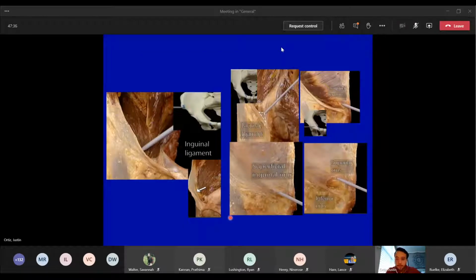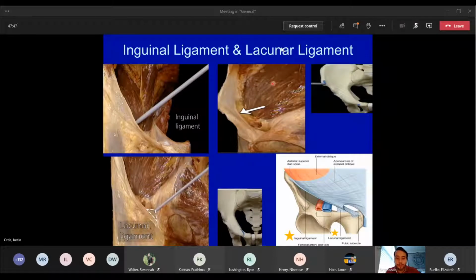Okay, so he basically put all of these images here. On the next slide, I enlarged them and separated them because I felt like they were too small and clumped up. On the next slide, I put the ligaments on one slide, which would be the inguinal ligament and the lacunar ligament. I also inserted an image right here to give you a picture-perfect image of what the inguinal ligament looks like.